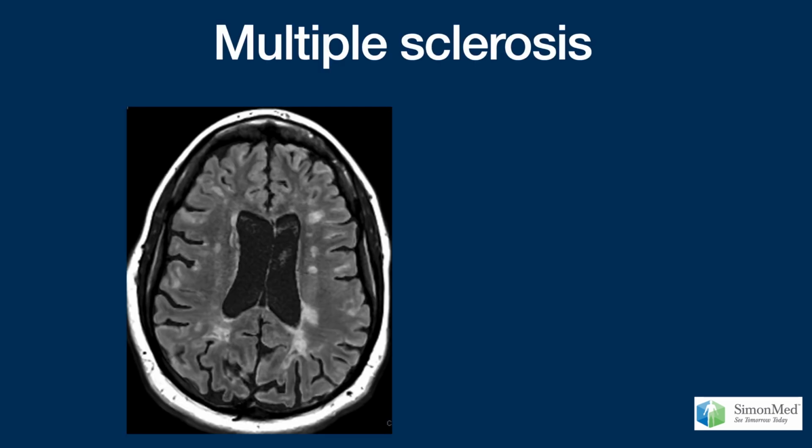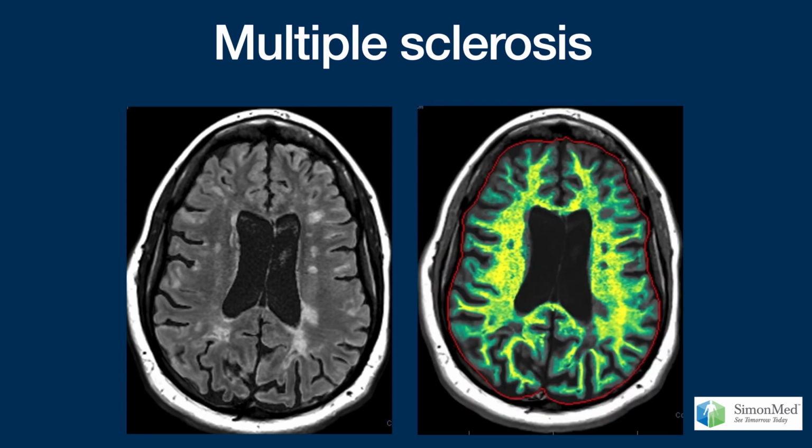We will start with MS, arguably the most obvious use for myelin imaging. This case has lesions in the periventricular, deep, and juxtacortical white matter. On the myelin image, notice how the myelin content tracks quite closely with lesions on FLAIR.